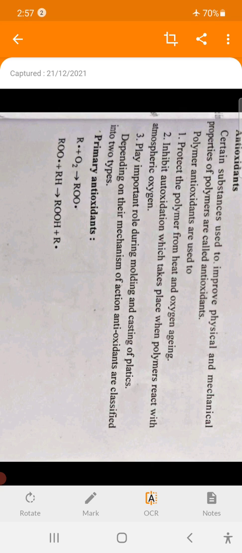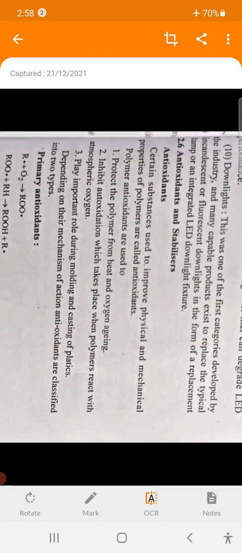Antioxidants are used to protect polymers from heat and oxygen aging. They inhibit oxidation, which takes place when polymers react with atmospheric oxygen. Antioxidants play an important role during molding and casting of plastics. Because of these antioxidant materials, molding and casting of polymer material become easier.